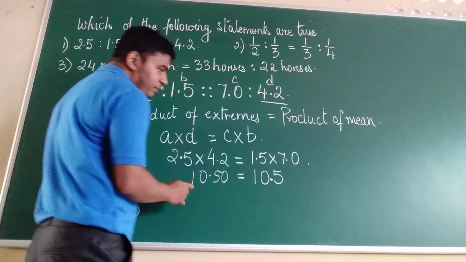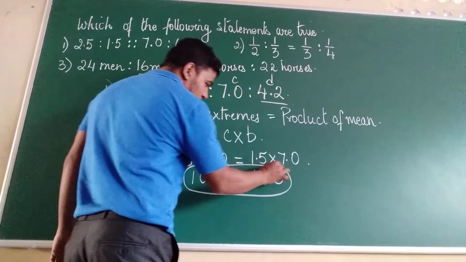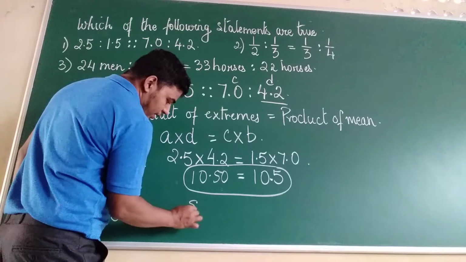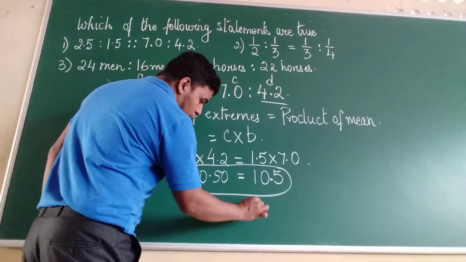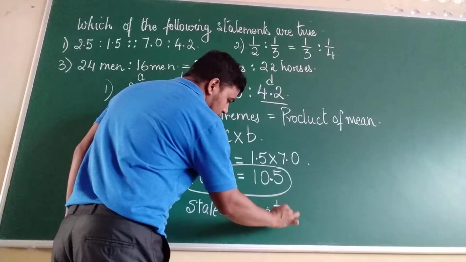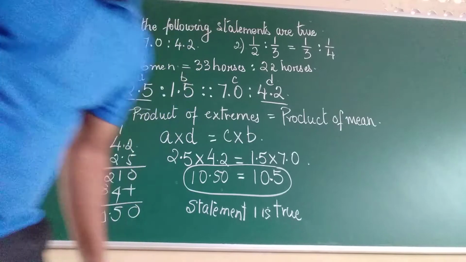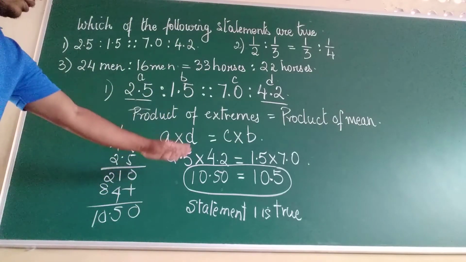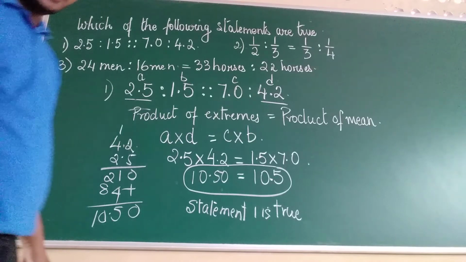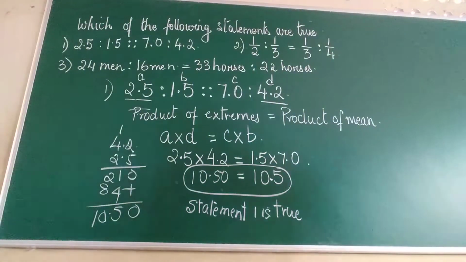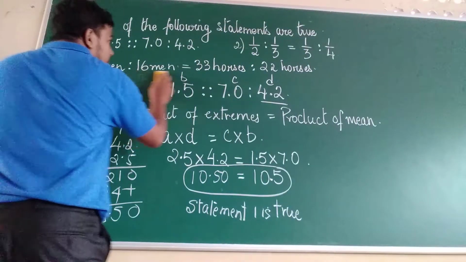10.5 and 10.50 is one and the same. So that's why statement 1 is true. Okay, so we got both A into D is equal to C into B. Then we can say it is true. Okay. Now let's do the second one.